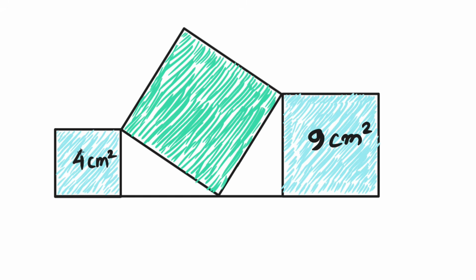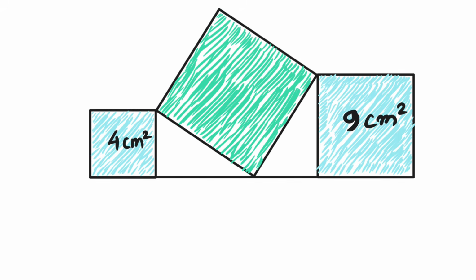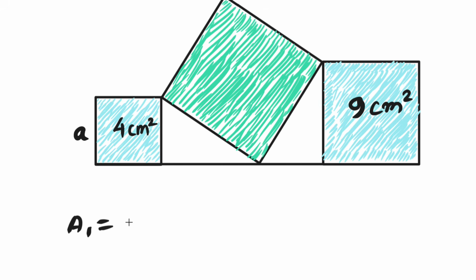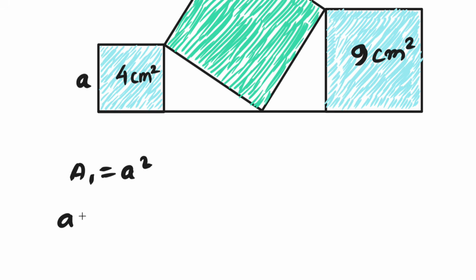Since it is a square, all 4 of its sides have exactly the same length. I'll call the side length A. We know the area of a square is its side length multiplied by itself, or, in other words, side squared. So for our smaller blue square, the area is A squared. We are told that this area is 4 square centimeters, so we can write A squared equals 4.